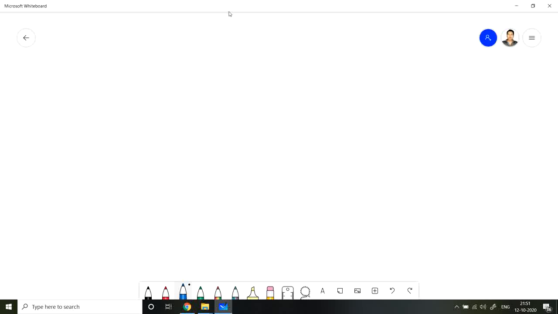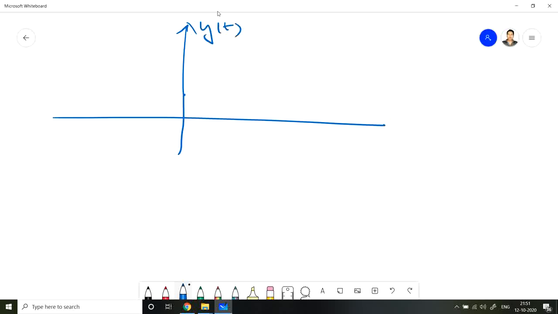Let us draw the plot of y(t). Let us plot this y(t) with respect to t. The plot is starting from 0 and it will go up to 2. Now we will get the flat slope from 2 to 3. Then after that from 3 to 5 it is decreasing. Then we will get the flat slope.